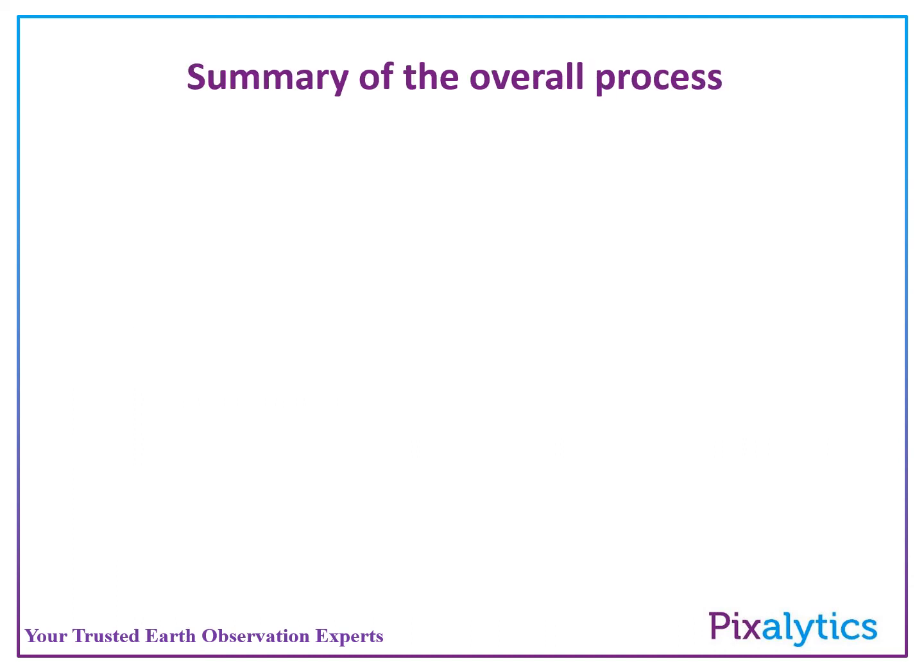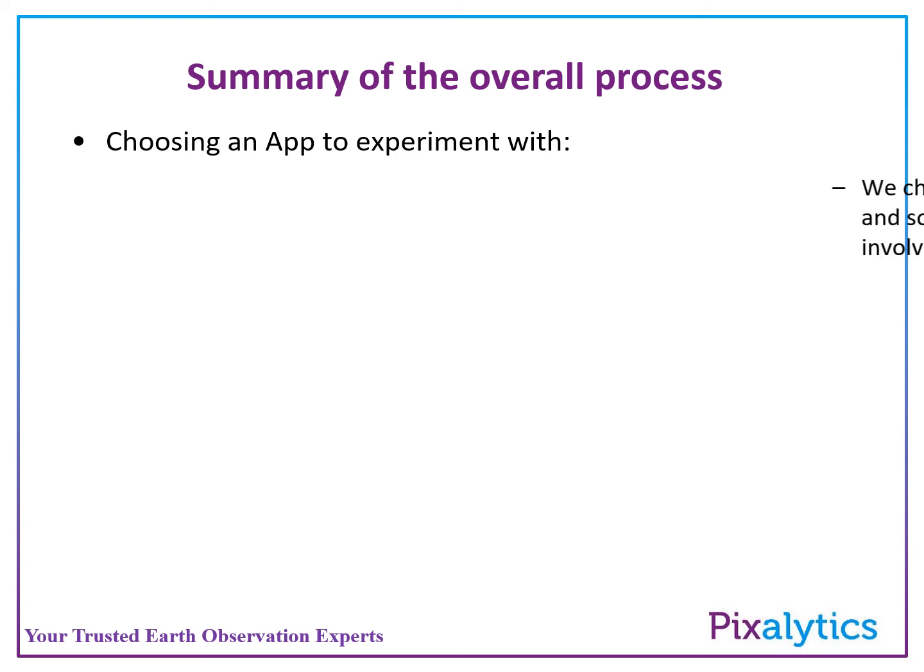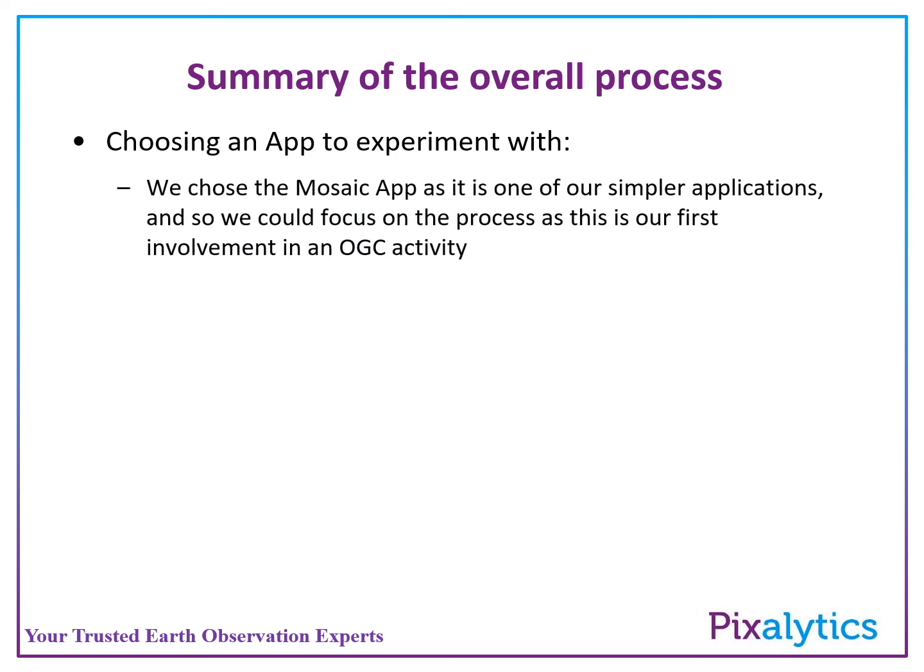So I'm going to start by giving you a summary of the overall process. The first step in involving ourselves in the pilot was to choose an app that we wanted to experiment with. And we chose a particular application that's called Mosaic. The reason for that is that it's one of our simplest applications, and so we could focus on the process, as this is our first involvement in an OGC activity.